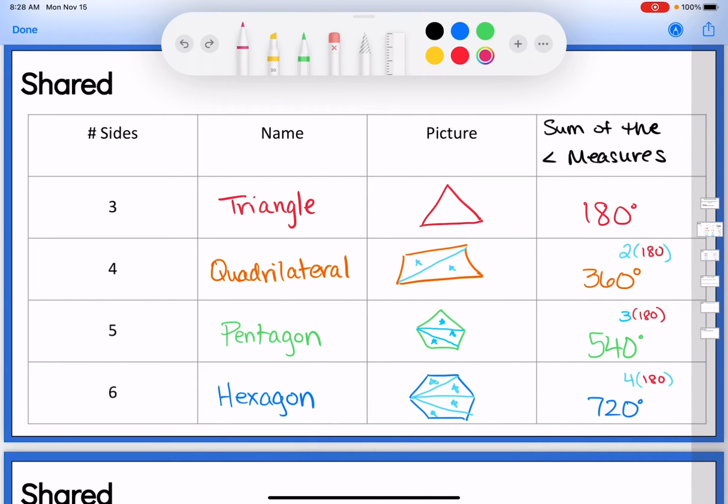So I have n minus 2. In this case, it was 3 minus 2 times 180, which would be 1 times 180 here, right? But this would be 4 minus 2 times 180, which would equal 2 times 180, right? 5 minus 2 times 180, 6 minus 2 times 180 would equal 4. So it's the number of sides minus 2 times 180, because I have to have 3 sides to make a triangle, and then for every additional side after that, I can make another triangle.